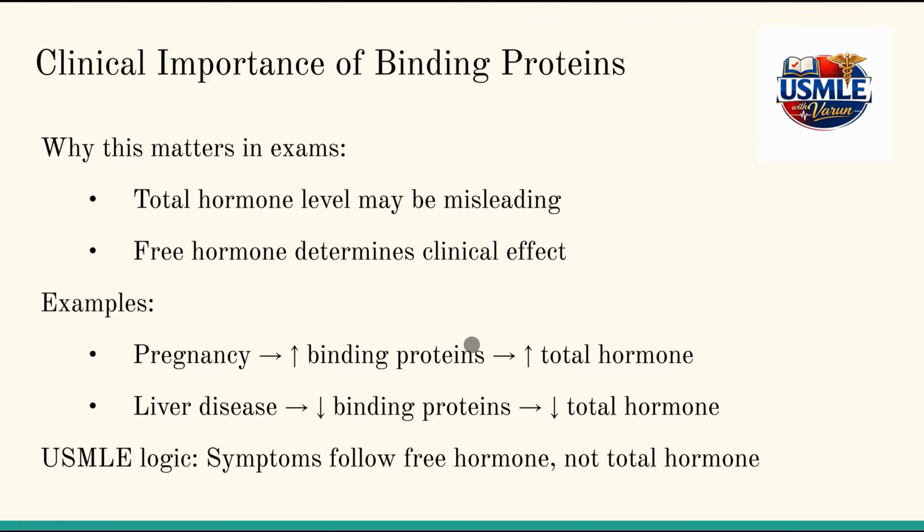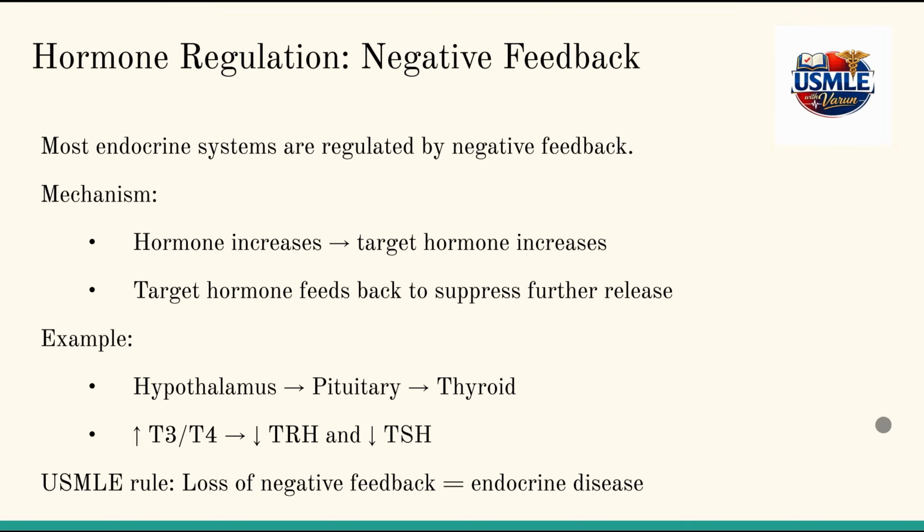In pregnancy, there is an increase in the levels of binding proteins, and so there is an increase in the level of total hormone and reduced free hormone. So mostly it could cause hypo conditions. In liver disease, there's a defect in synthesis of proteins and reduced binding proteins, which leads to reduced total hormone and an increase in the levels of free hormone. So symptoms follow free hormone levels, but not total hormone levels.